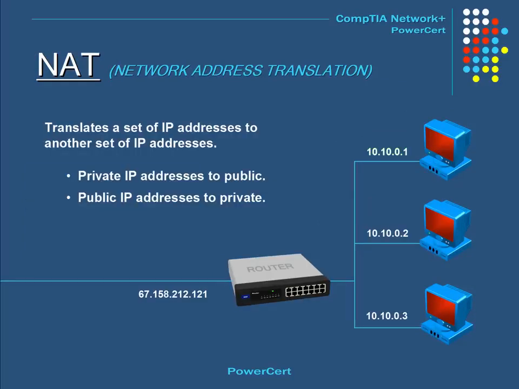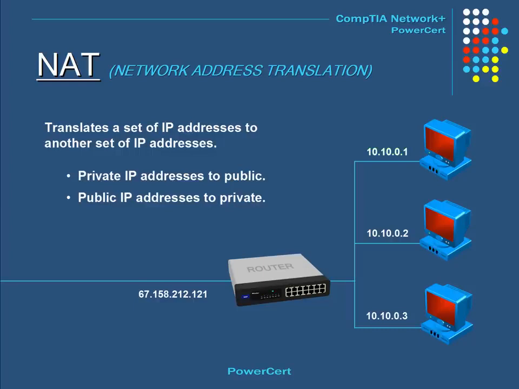This is called Network Address Translation, or NAT, and this is a service that is typically used in routers. And this is used to translate a set of IP addresses to another set of IP addresses. So for example, here we have a private network, and it's using a set of private IP addresses internally. Over here we have the router with its public IP address, and this router is running the NAT service.